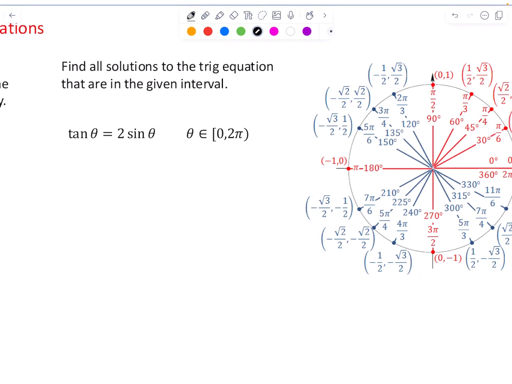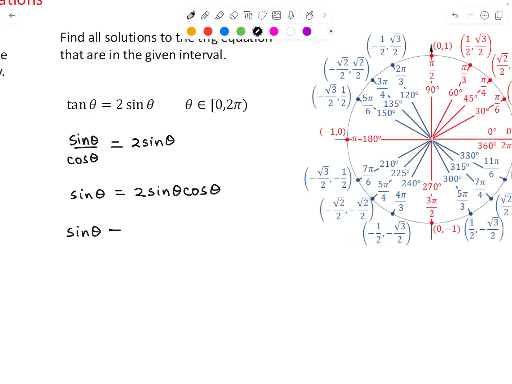Okay, let's solve tangent theta equals 2 sine theta, where theta can be any angle between 0 and 2 pi. Let's begin by expressing tangent as sine theta over cosine theta. And now I'm going to multiply this cosine theta to the other side. Now I'll create a 0 on one side by subtracting 2 sine theta cosine theta from the right side to the left side. And now use factoring. Notice that each term has a sine theta. Factor it out, that leaves 1 minus 2 cosine theta, and then all of this is equal to 0.